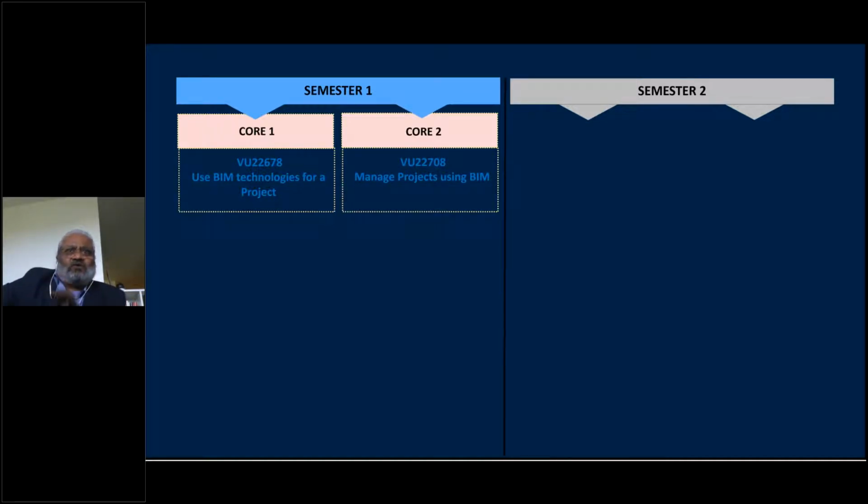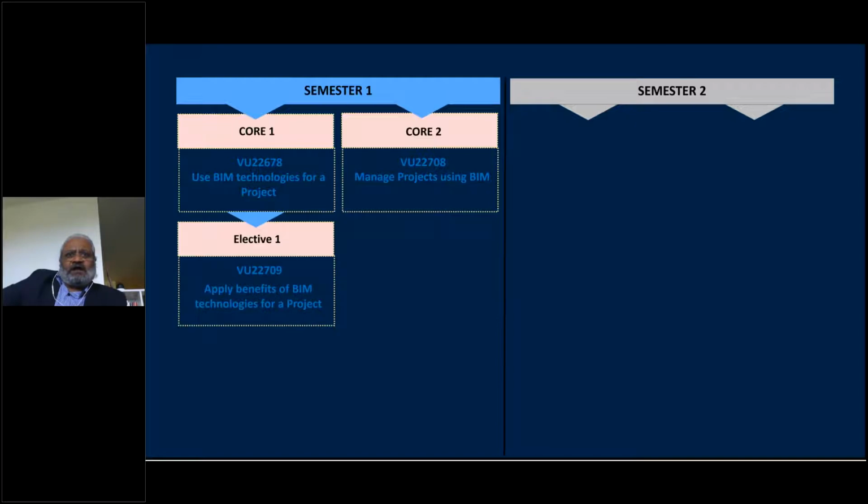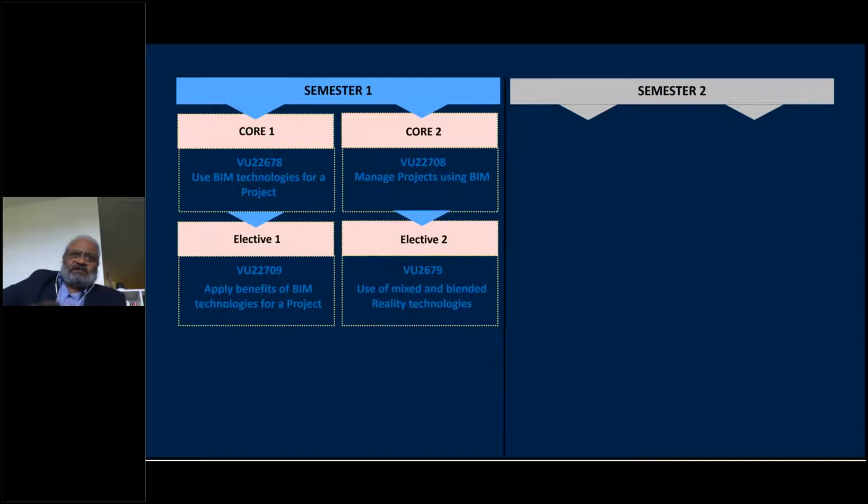So there are two core units we will be learning, and there are two elective units. The first elective unit is all about applying the benefits of BIM technology to a project. Okay, one is understanding and learning how to apply them. The second elective is about the use of blended or mixed reality technology. So something to do with visualization. How do we use the BIM model to do advanced visualization using virtual reality techniques and mixed reality techniques and so on?